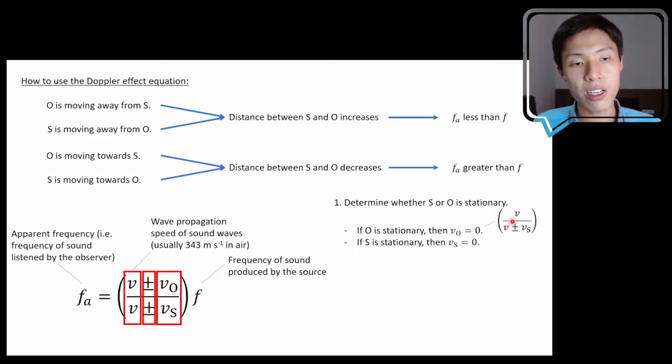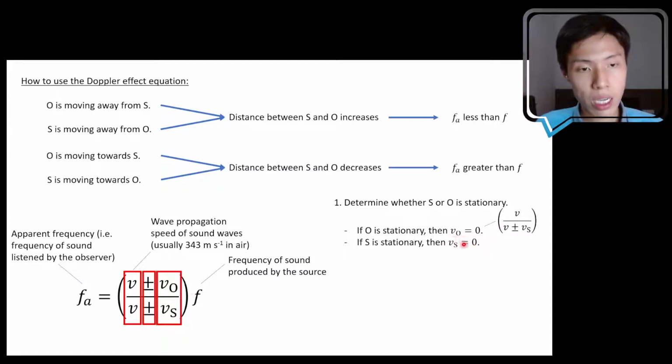Here V is the wave propagation speed of the sound wave in the medium, whereas V subscript S is the speed of the motion of the sound source. So the sound source is moving to the left or moving to the right, what's the speed? This plus or minus sign we will determine in the later steps.